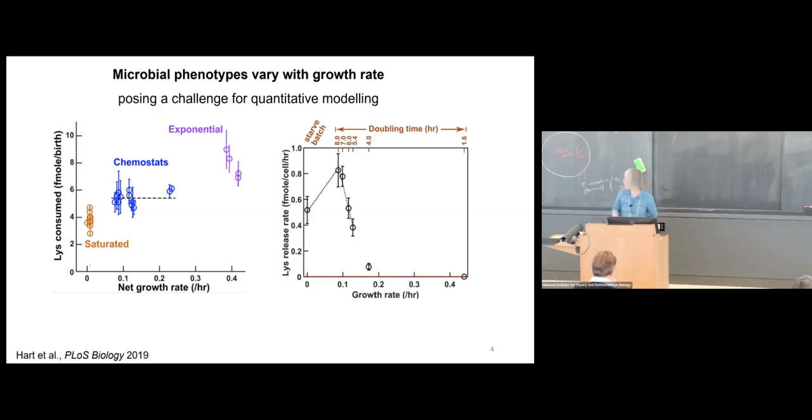And then the same goes for release rate. So if we look at the lysine release rate per cell per hour, and this is again across different growth rates, we see non-monotonic behavior. So it goes up and crashes down. And then when they grow at maximum growth rates, there's no release. So this is orders of magnitude difference in the phenotype, depending on the growth rate.